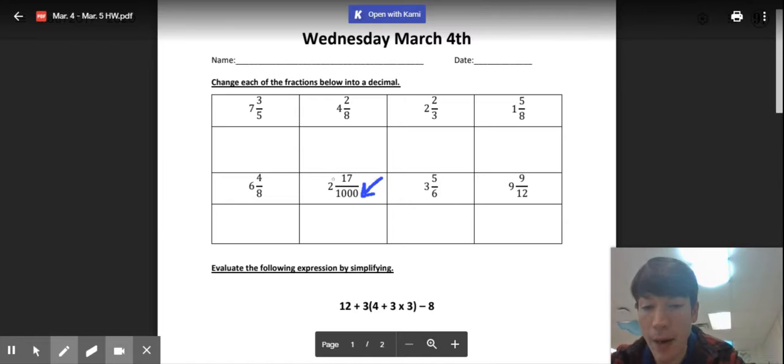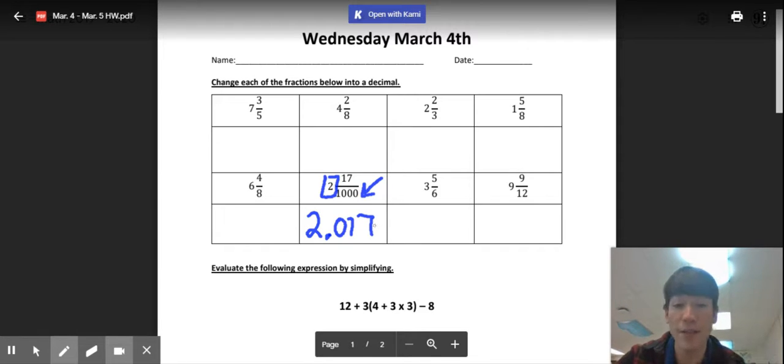Now, I want to remind you not to forget about the whole number. So, for example, if I was writing 2 and 17/1,000, I would write 2 and 17 thousandths. Now, the rest of these don't have a 10, 100, or 1,000 in the denominator, so we have to figure out what to do accordingly.